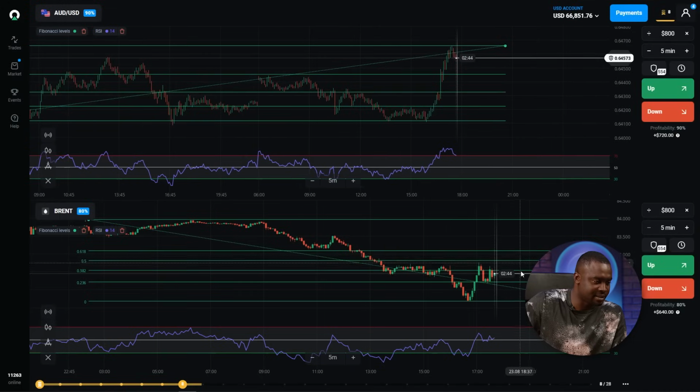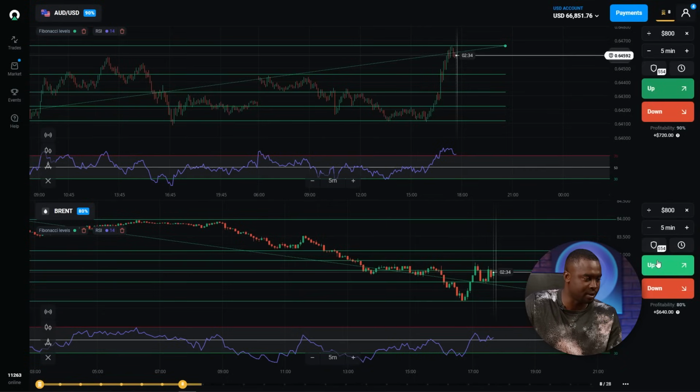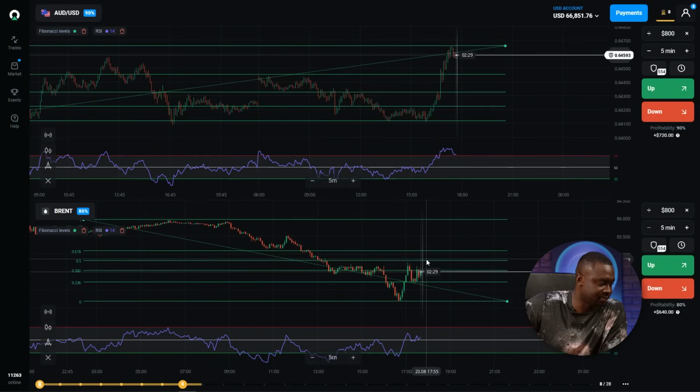And let's see. So price is going to test this level. So let's see. Okay, so in this case, I'm going to open an up trade once we touch the 38th percentile.